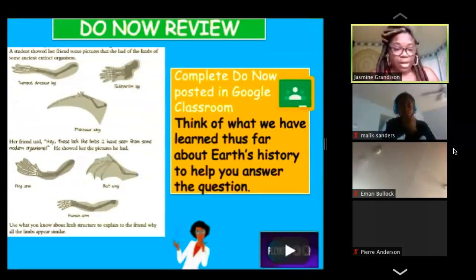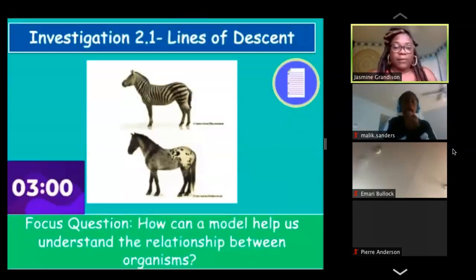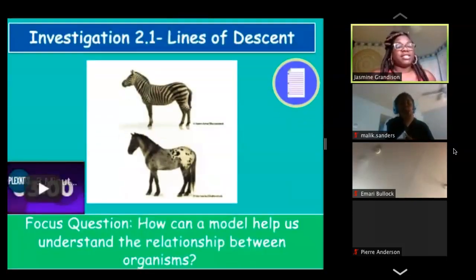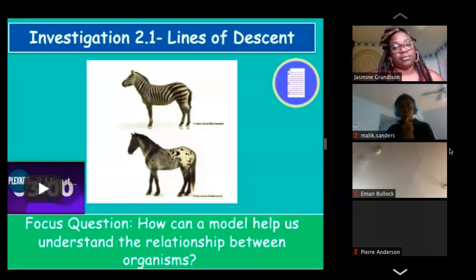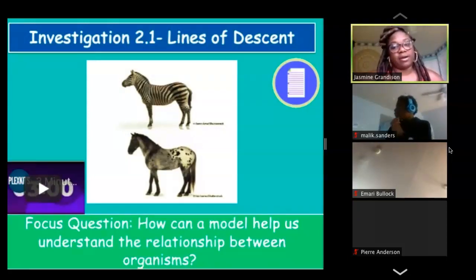So we already reviewed our do now. We should have the document open for investigation 2.1 from Google Classroom. When that is open, let me know in the chat. Open there. Got you. It says 9:14 class notes. Make sure you open that document so we can get started with our notes today. Remember to tell me in the chat. There. Got you. Open and so on.